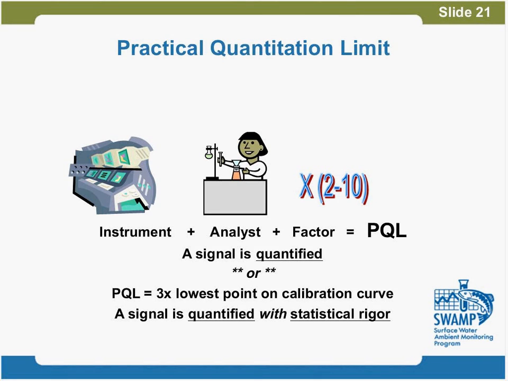So before, when we talked about the method detection limit and the minimum level, we talked about that the method detection limit was a signal is detected, that lowest point greater than 0 that the method is able to detect. And then we talked about how the minimum level moves us up in concentration and allows us to quantify the signal because it is at or greater than the lowest point on the calibration curve.